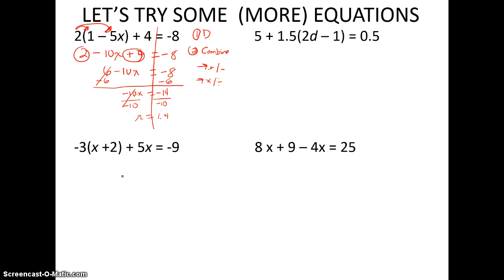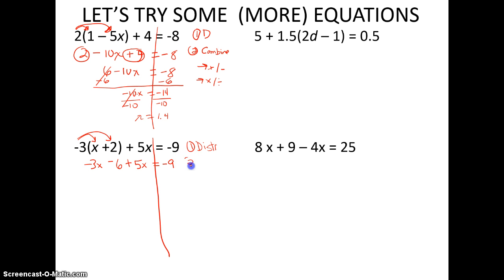All right, let's try one more of these. Kind of difficult. Let's look at negative 3 times the quantity x plus 2. I have to distribute to get them out of the parentheses. Negative 3 times x is negative 3x. Negative 3 times 2 is a negative 6. So I'm going to go ahead and just not even put that plus sign because I know this is now subtraction. Didn't do anything to my 5x, didn't do anything to my equals or my negative 9.